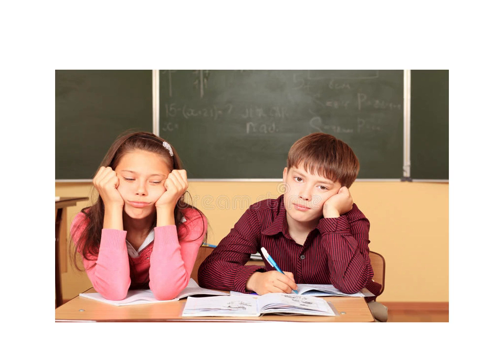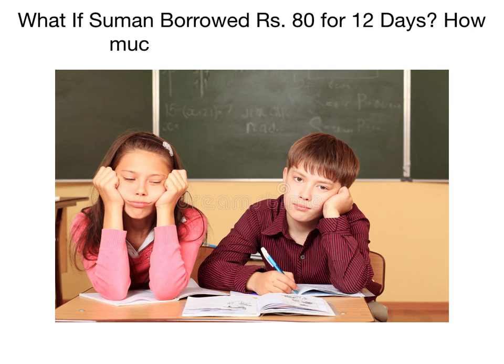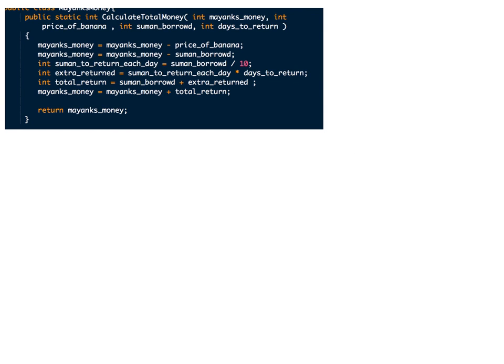This is somewhat interesting though, but may not be absolutely interesting. But where the magic comes is, what if this guy Suman borrowed, instead of rupees 50, rupees 80, and instead of 7 days, he borrowed it for 12 days. So how much money would Mayank have finally? So once again, there are so many calculations to be done, and this is what we can simplify using the computers, right?